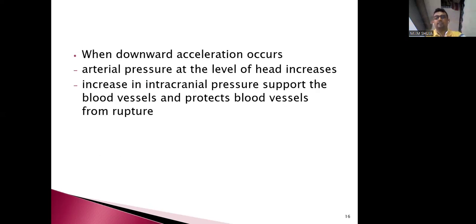Likewise, when downward acceleration occurs, you have to work it out and remember both extremes of one string. You have to remember what happens when you accelerate upwards and when you accelerate downward.